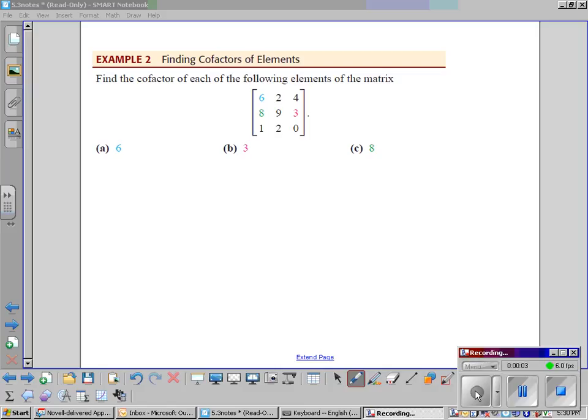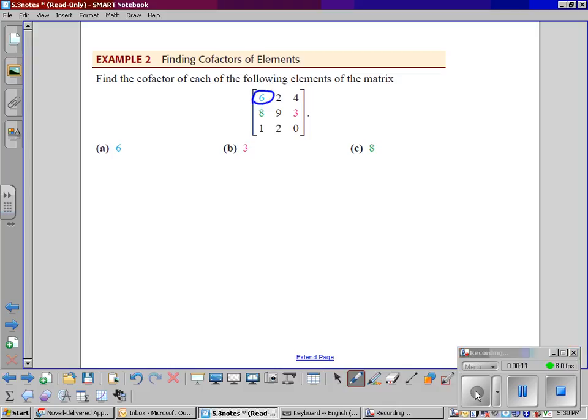A matrix is comprised of an array of numbers. Each number in the matrix is called an element. So 6 is an element. It occurs right here. 3 is an element. There it is right there. And 8 is an element. So this matrix that you see has 9 elements in it.